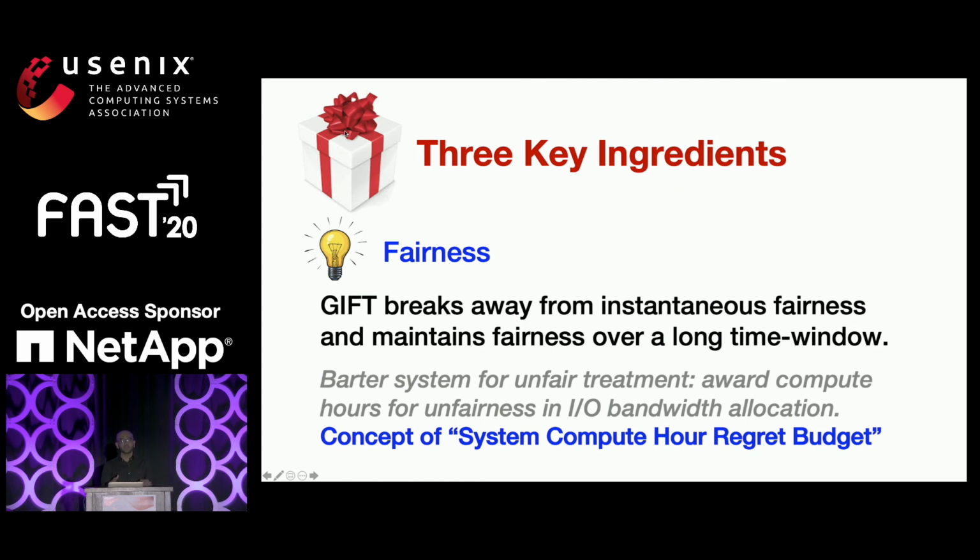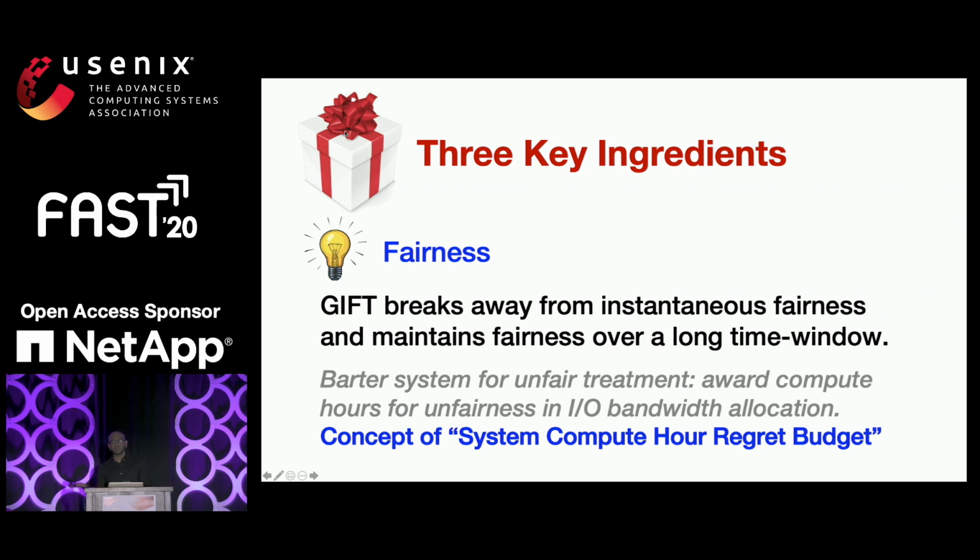And instead, we want to have this long-time fairness concept because these applications are coming back and back. So we can actually be fair to them over a long time period so that their average I/O runtimes over all of these runs still remain the same or even improve. So we use this barter system for the unfair treatment, and we award them compute hours for unfairness in I/O bandwidth allocation. This we refer to as the system's compute hour regret budget. And obviously, we want to minimize the system's regret at any cost because we don't want to be giving out compute hours to these applications for no reason.